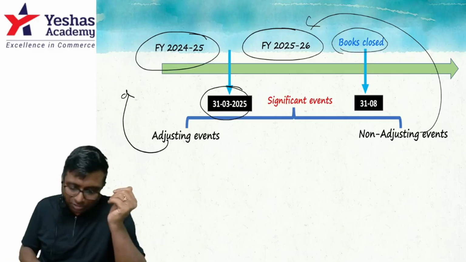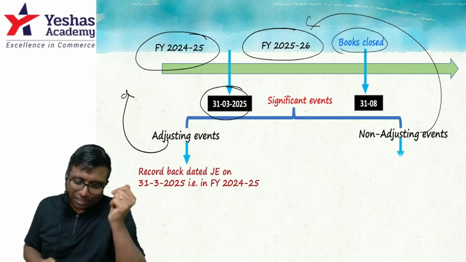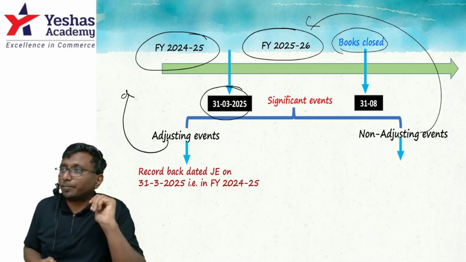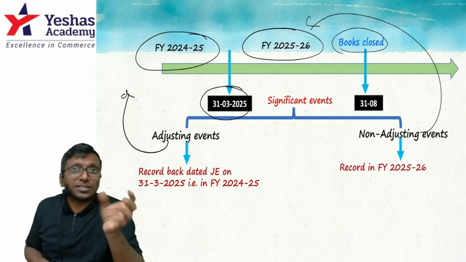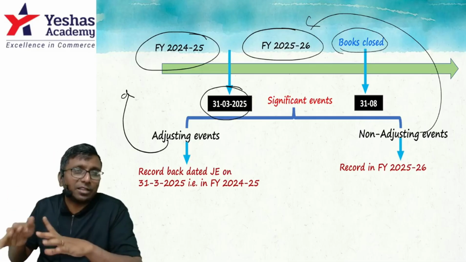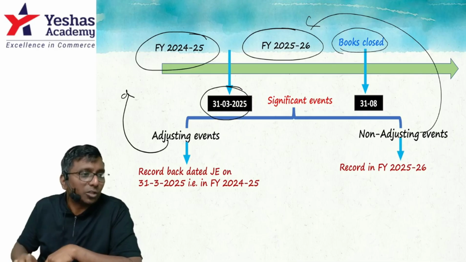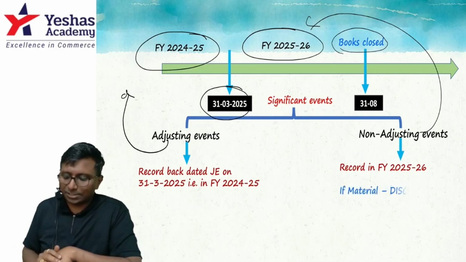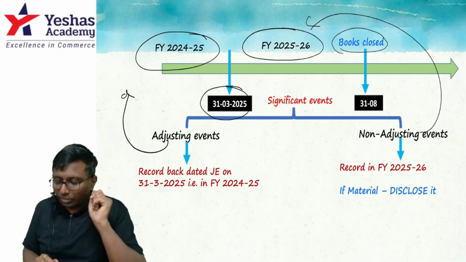So that's all I have written. For adjusting events, we'll record a backdated entry. That means the 24-25 impact is going to be there. If it is a non-adjusting event, we'll not go back. We'll record it then and there. Then and there means you are already in 25-26, so it will be recorded in 25-26.